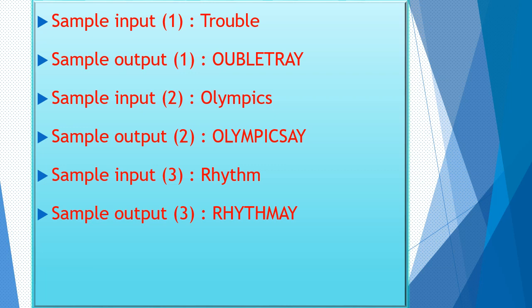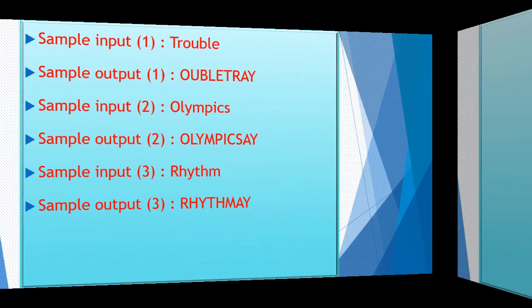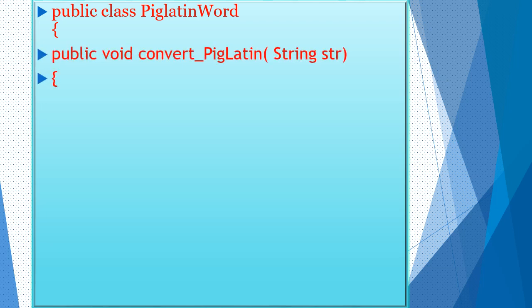Now we have to see the program for converting a word into Pig Latin. Let us go to the program statements. Public class PigLatinWord, PigLatinWord is the class name. Public void convertPigLatinWord(String str). As you know, str is the variable for storing the string entered by the user.